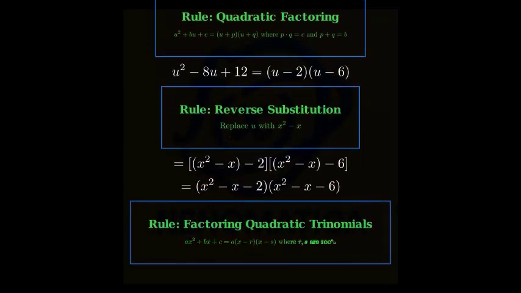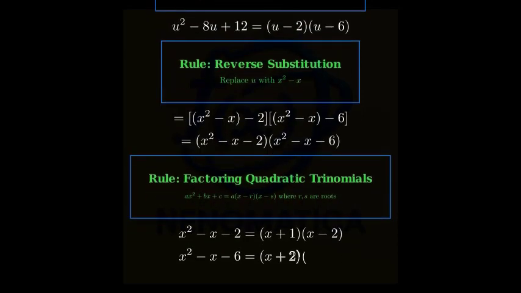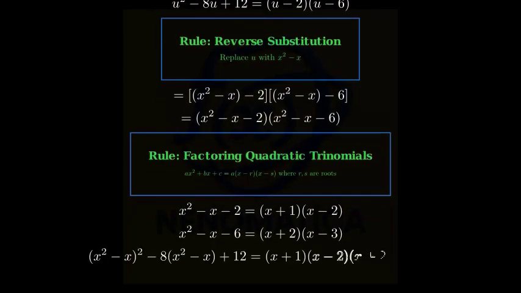Now, we need to factor each of these expressions further. Let's start with x squared minus x minus 2. We can use the quadratic formula or factoring by grouping to factor this expression. For the first expression, x squared minus x minus 2, we can factor it as (x plus 1) times (x minus 2). Similarly, for the second expression, x squared minus x minus 6, we can factor it as (x plus 2) times (x minus 3). Putting it all together, our original expression, (x squared minus x) squared minus 8 times (x squared minus x) plus 12, can be factored as (x plus 1)(x minus 2)(x plus 2)(x minus 3).